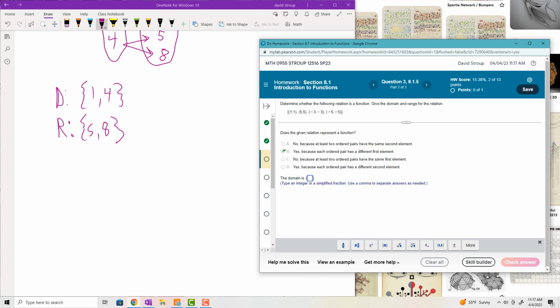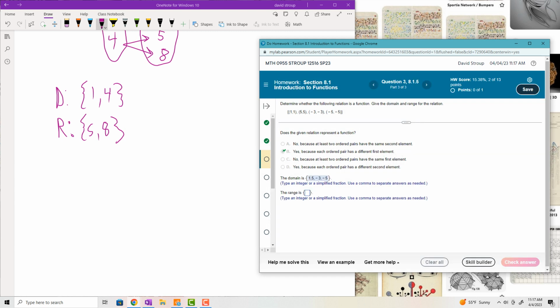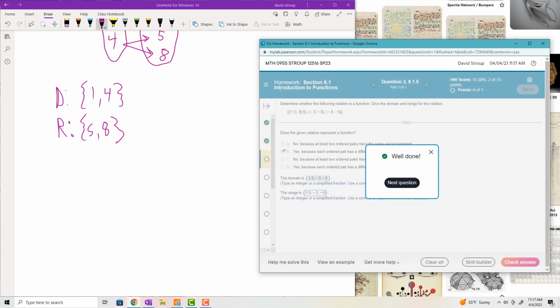And then you could go through the domain again. The domain is 1, 5, -3, -5. You don't need to put them in numerical order. You just sort of dump them into the set. And likewise, the range is exactly the same, which is okay. You can have domain and range being the same.